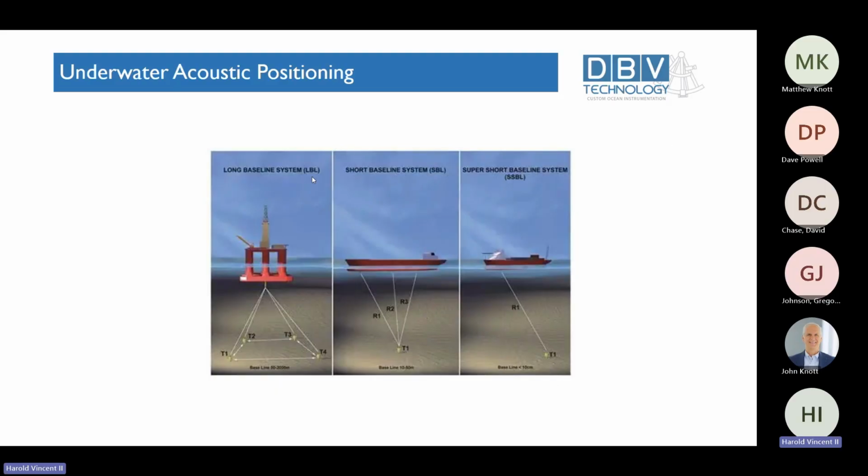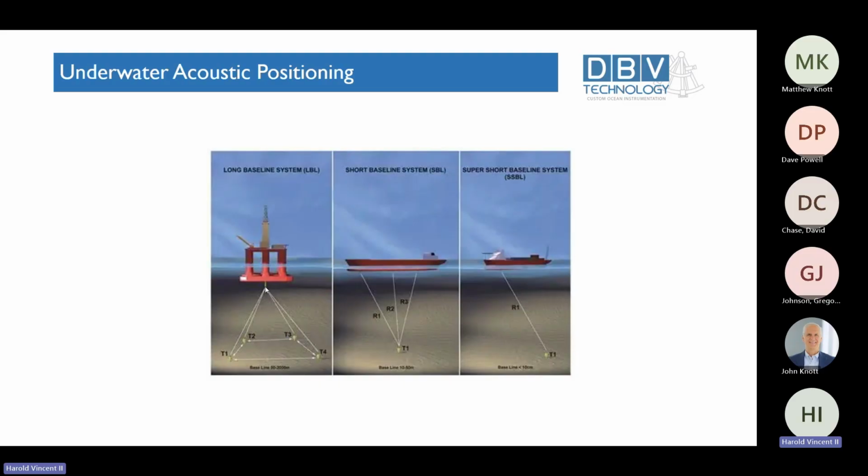So on the left here, we have the long baseline systems. In a long baseline system, you would have a transceiver attached to this. This shows an offshore floating platform for oil production or drilling. The transceiver is attached to that platform, and you want to determine its position. You would have multiple transponders on the seafloor, shown as T1 through T4.